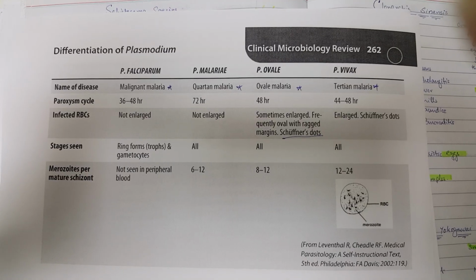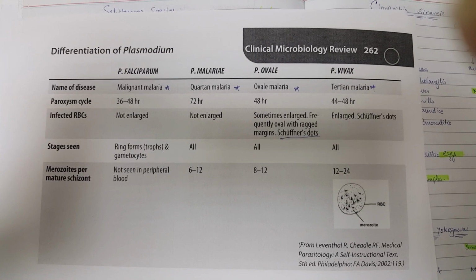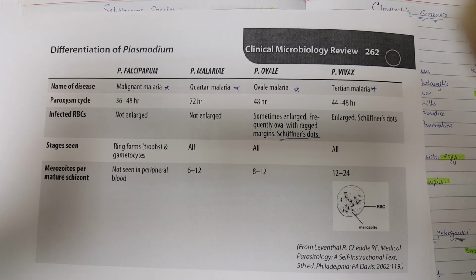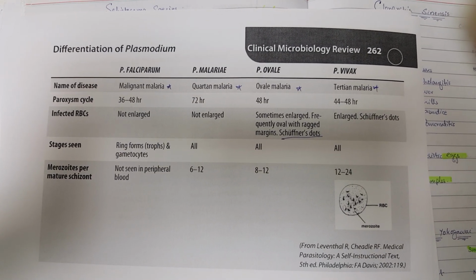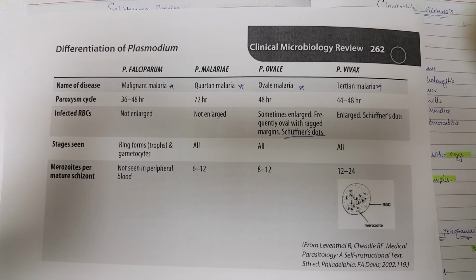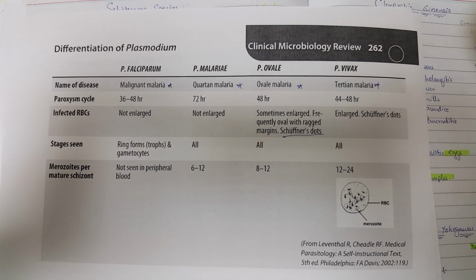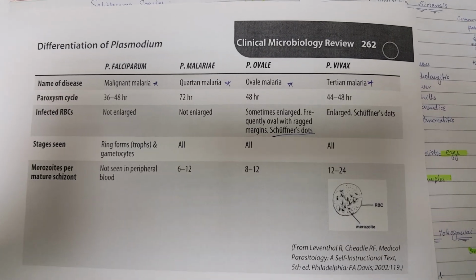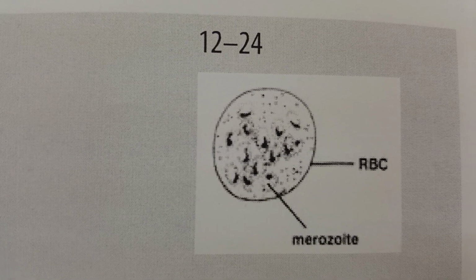Merozoites per mature schizont are not seen in the peripheral blood film in falciparum, while in malariae, ovale, and vivax they are seen, at 6 to 12, 12 to 24 days. In the RBC you can find the merozoite. You can find it here. This is the picture of a merozoite.